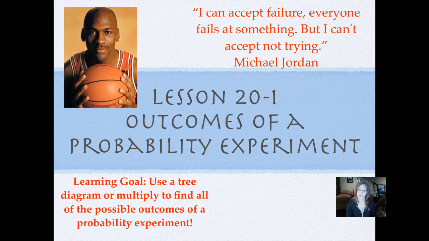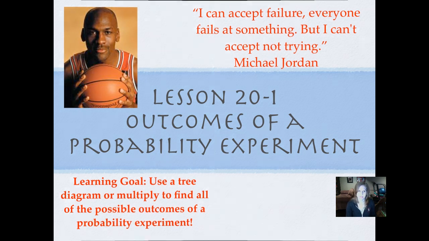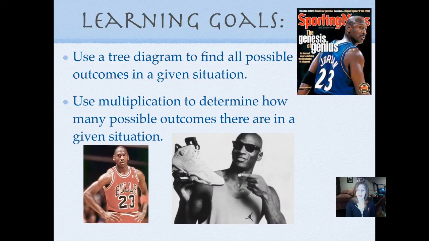Our learning goal tonight is to use a tree diagram or multiply to find all of the possible outcomes of a probability experiment. Here are our individual lesson learning goals. We're going to use a tree diagram to find all the possible outcomes in a given situation, and then we're also going to use multiplication to determine how many possible outcomes there are in a given situation.